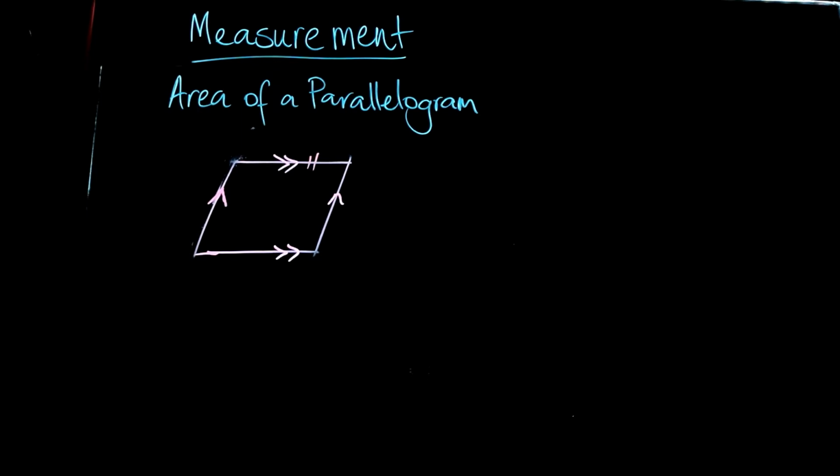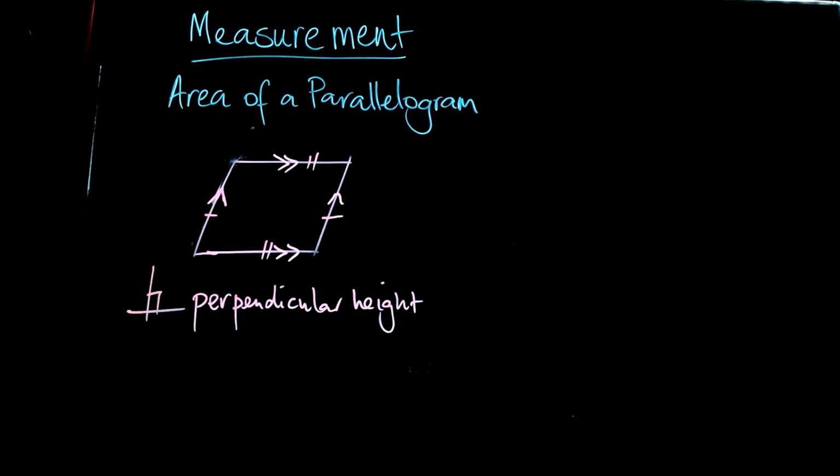Now sometimes you might see little marks here to indicate that the opposite lines are the same length. Sometimes not, but normally we assume they are, right? So we need to talk about perpendicular height. So I'm going to write that word out here. Perpendicular height. And what I'm going to use is a little symbol that means at right angles.